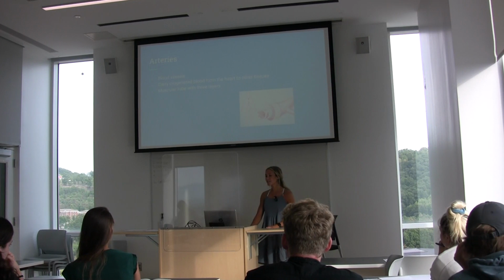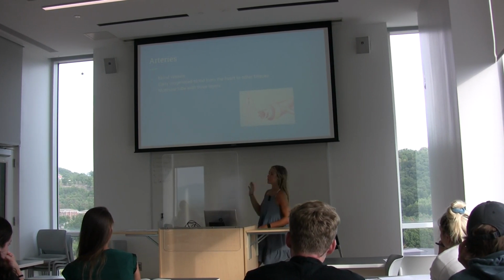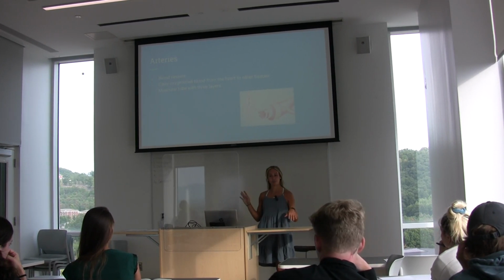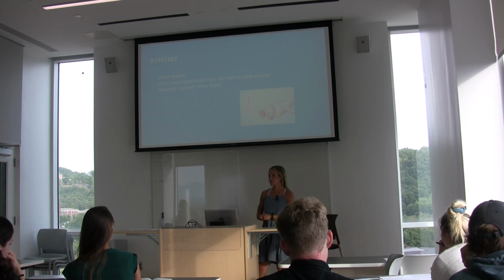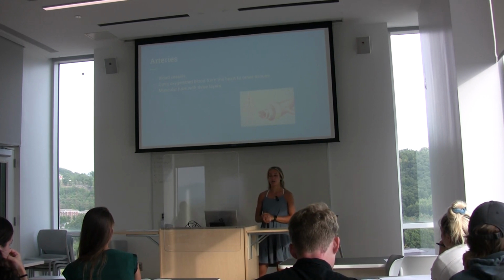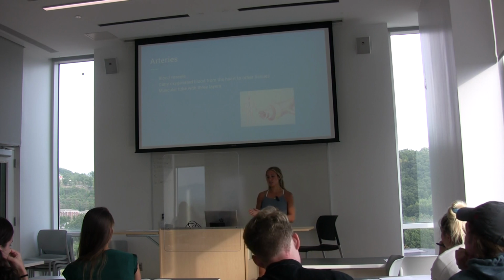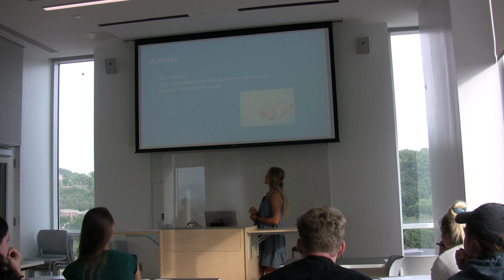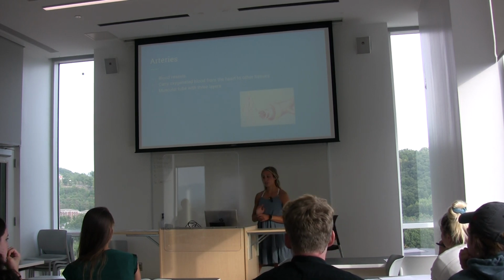Next, we have the arteries, which in a lot of these pictures will be the red ones, if you see red and blue. They're blood vessels. They carry the oxygenated blood from the heart to the other tissues. And there are 3 different layers of the arteries.